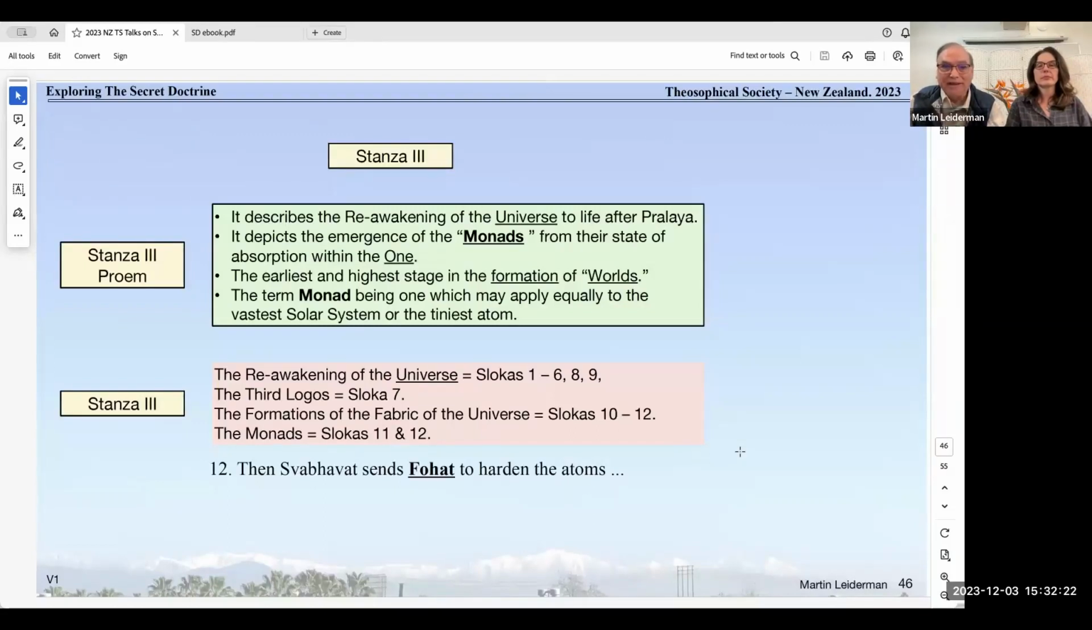So it describes the reawakening. In the Bible, "in the beginning" is missing. It should be "in the beginning" of each cycle. That's what Blavatsky said, and it's true. We're looking at something eternal, but at the same time periodical. It reawakens every 7 eternities. So the reawakening to what? To life of this universe after pralayas. But also it depicts the emergence of the monads, you and me.